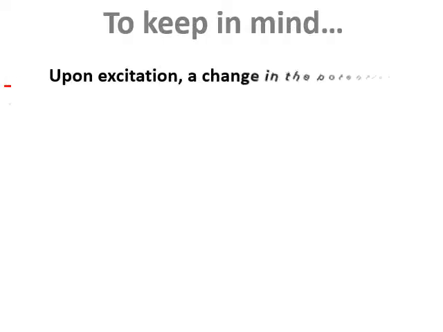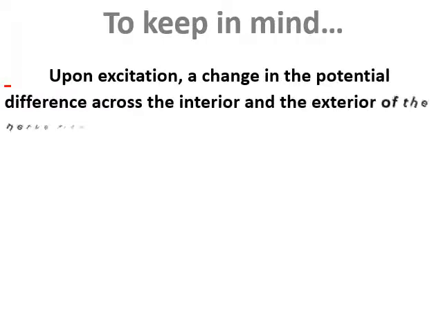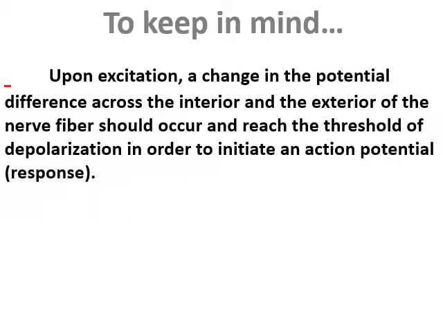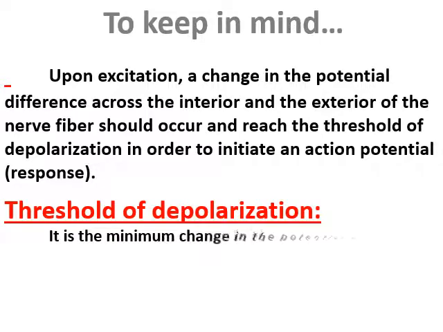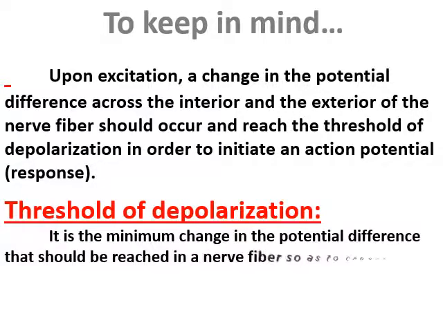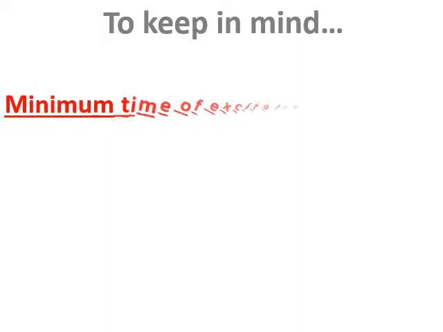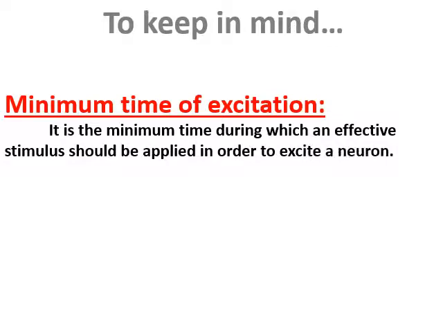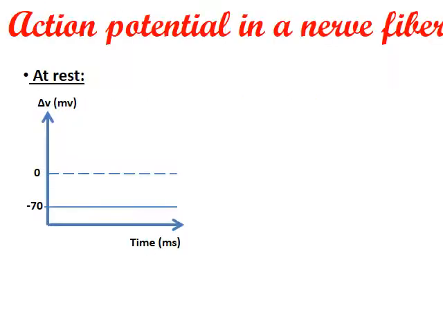Now we have to know that upon excitation, a change in the potential difference across the interior and the exterior of the nerve fiber should occur and reach a threshold of depolarization in order to initiate an action potential, which means a response. Threshold of depolarization is the minimum change in the potential difference that should be reached in the nerve fiber so as to create an action potential. Also, keep in mind the minimum time of excitation: the minimum time during which an effective stimulus should be applied in order to excite the fiber.